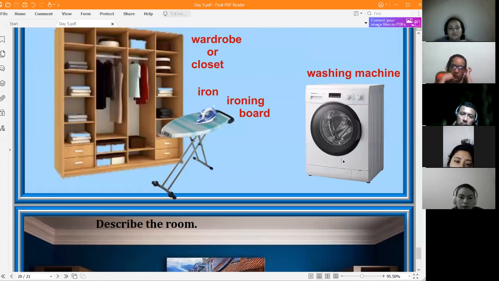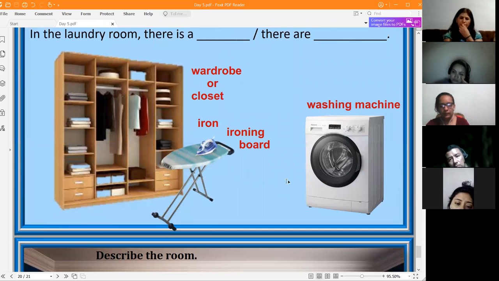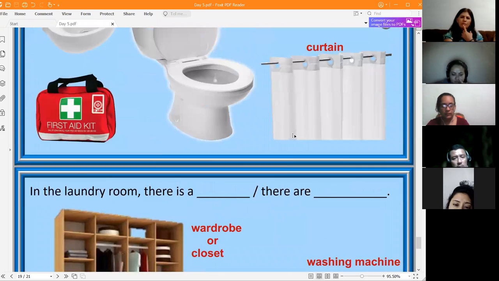Una pregunta, teacher. Go ahead, ask. Iron es una plancha y ironing board, planchador. Oh, ahí. Ironing board, plancha. Planchador. Oh, okay. Esa era la duda, gracias. No problem. My pleasure. Okay. So, these are the rooms.